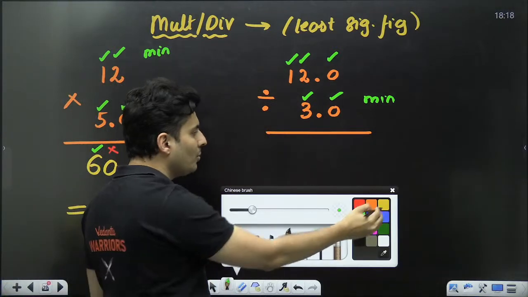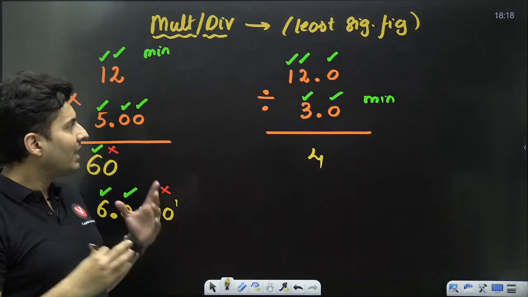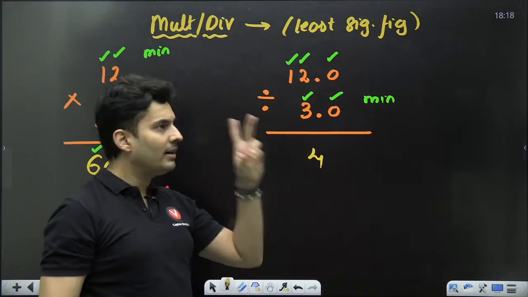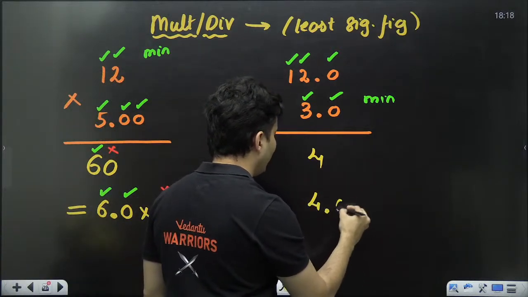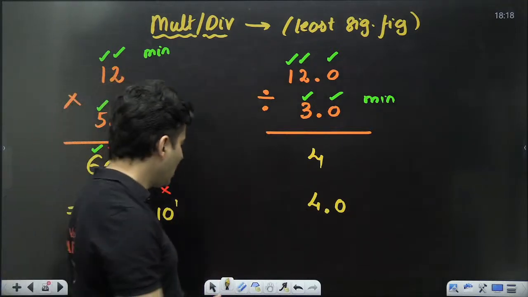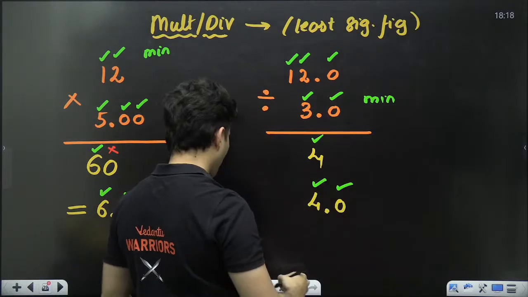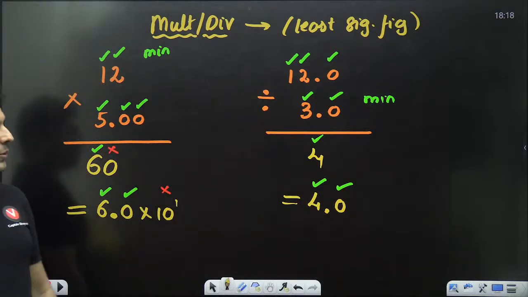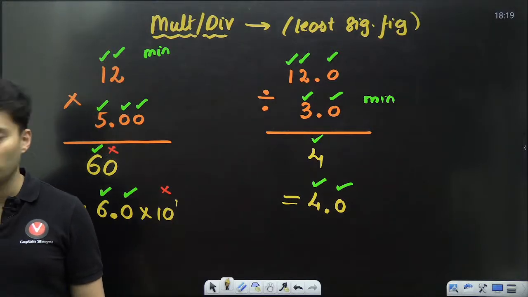12 divided by 3 numerically is 4. But I can't leave the answer as 4. I have to write it with two significant figures. So why not write it as 4.0? Now this number has basically two significant figures, unlike this one. So this would be the correct answer. 4.0. Is that clear? How many of you wrote it 4.0? Very nice. Proud of all of you.